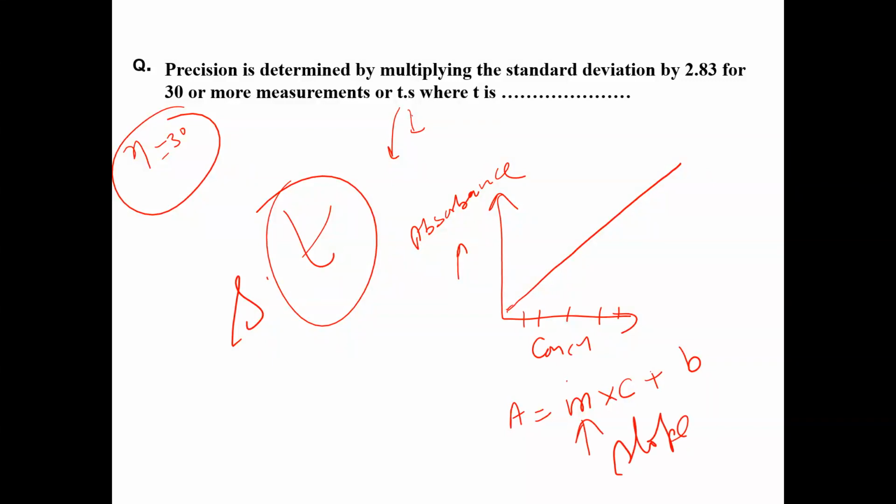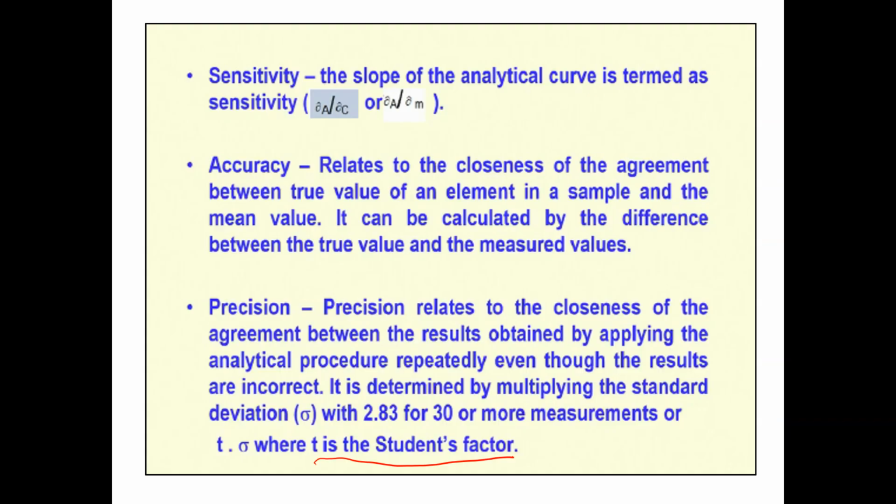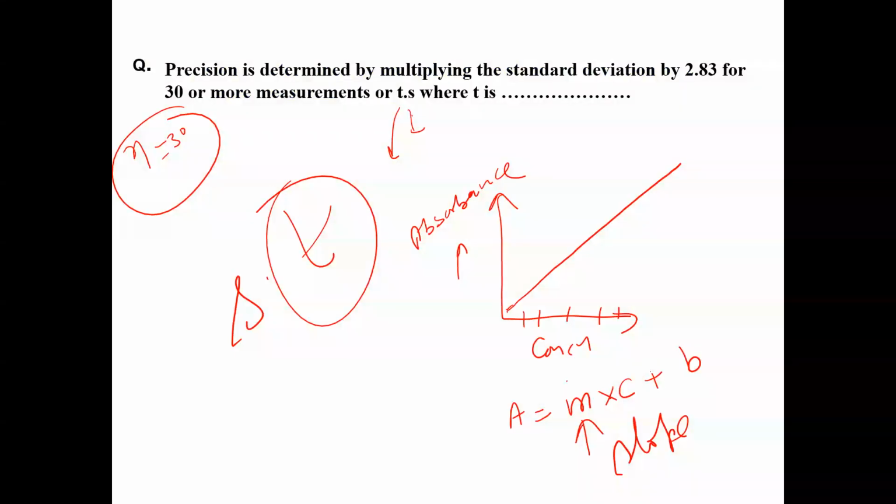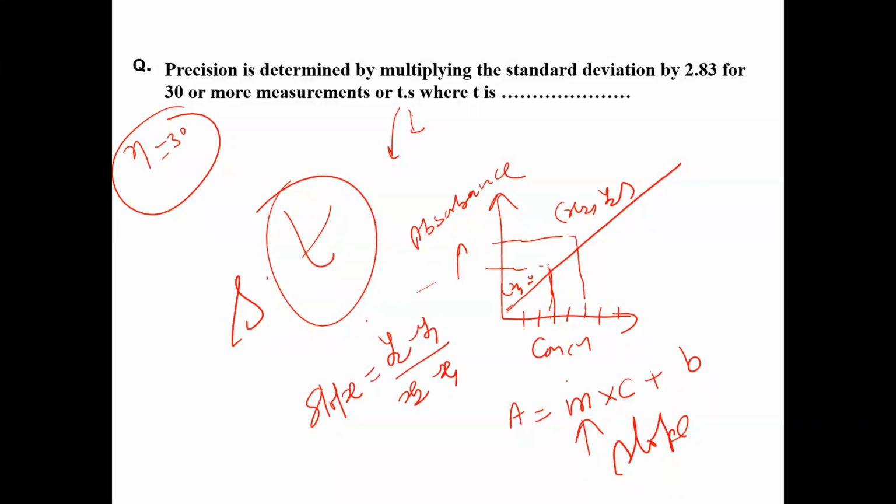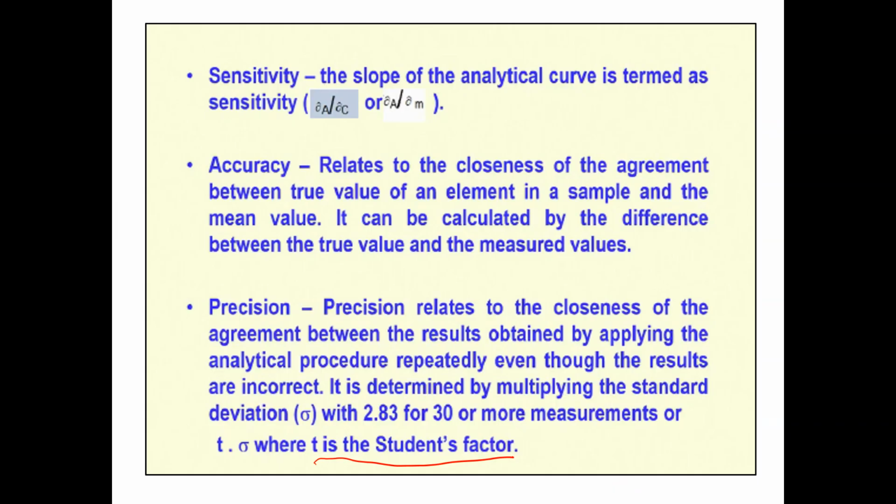So it will define the sensitivity, right? If I am taking two points here and plotting up to this, let's say x2 y2 and x1 y1, the slope will be y2 minus y1 divided by x2 minus x1. You can calculate the slope in this way also, and that will be the sensitivity. The same thing is written here, delta I by delta C or delta I by delta M.